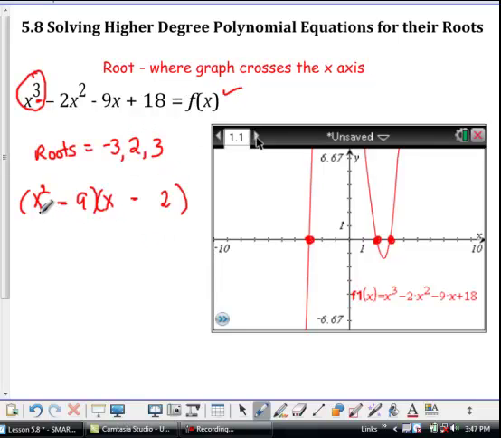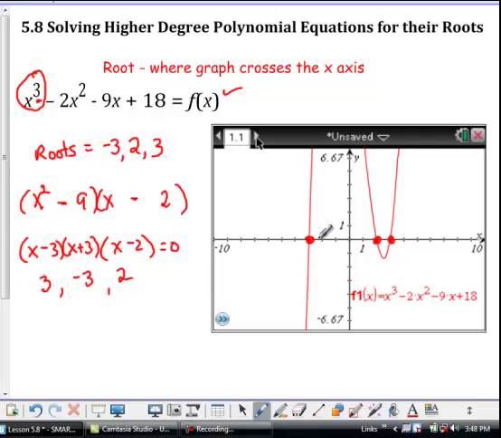If I FOIL that out, I still see that I get this above. And if I see this x squared minus 9, I get x minus 3, x plus 3, because I see that's a difference of two perfect squares, and x minus 2. And if I solved each one of these, 3, -3, and 2. All right, so those are my roots.